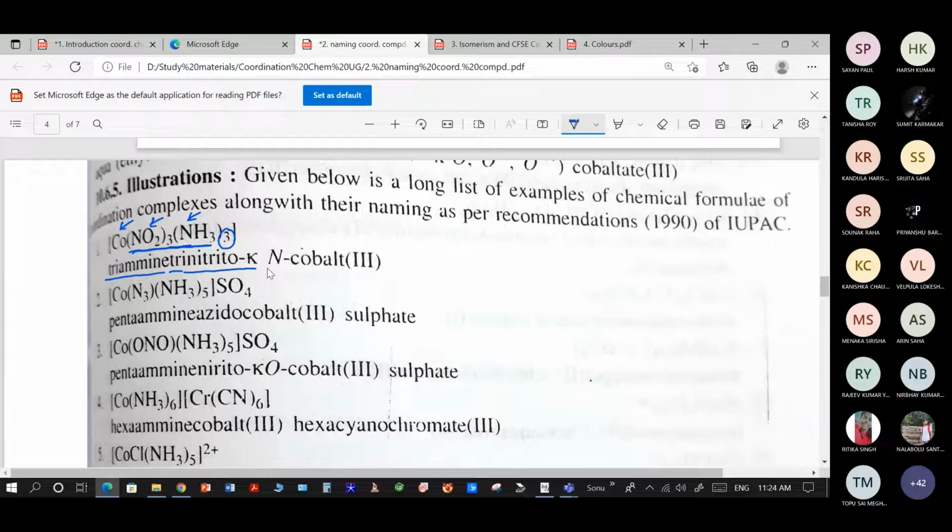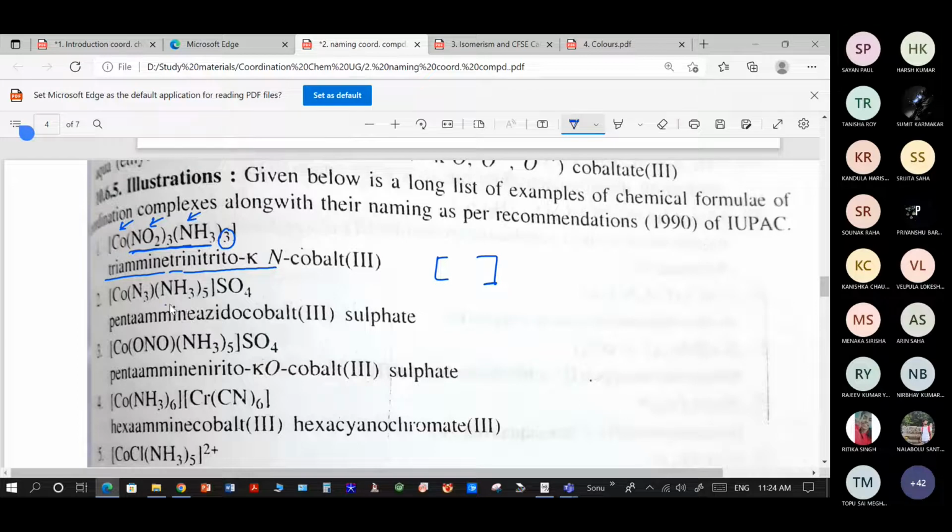Kappa N indicates that this is an ambidentate nitro group, coordinated via its nitrogen donor atom. And then one hyphen, then cobalt(III), because this is neutral. So this is either neutral, or in case of a positively charged complex entity, you simply name the metal, and after that within parentheses its oxidation state. So you have to calculate the oxidation state here. 3 nitro groups are there. 1 nitro group has 1 negative charge, so 3 nitro groups, 3 negative charge. And ammonia molecules are neutral in nature. So cobalt will be in the plus 3 oxidation state. There is no question about this.